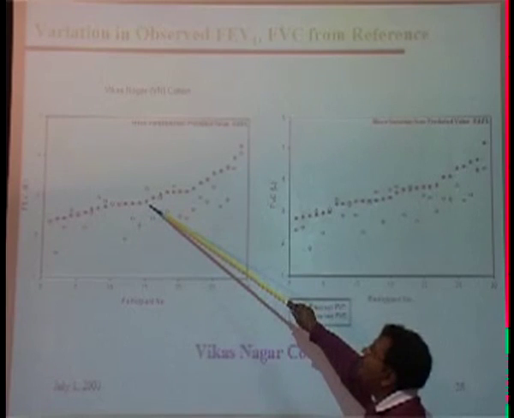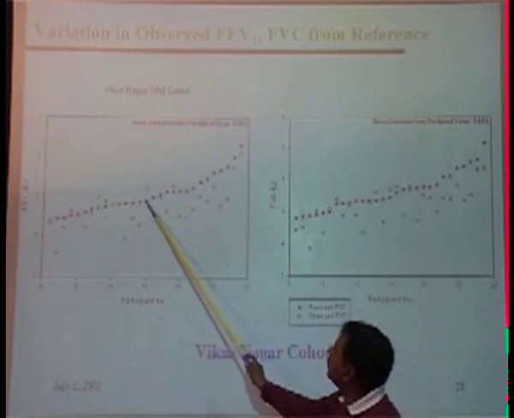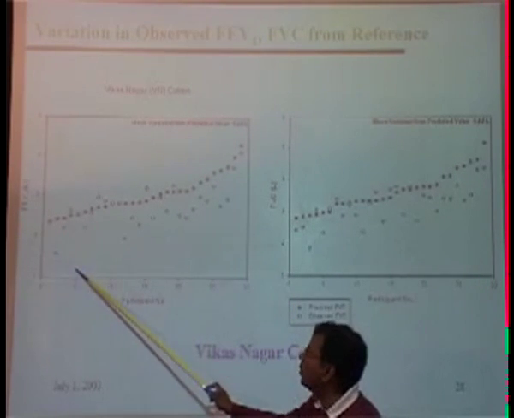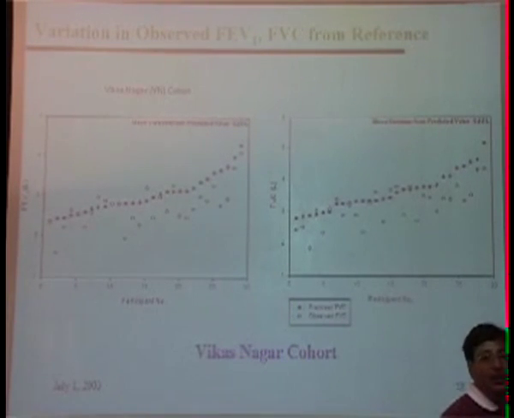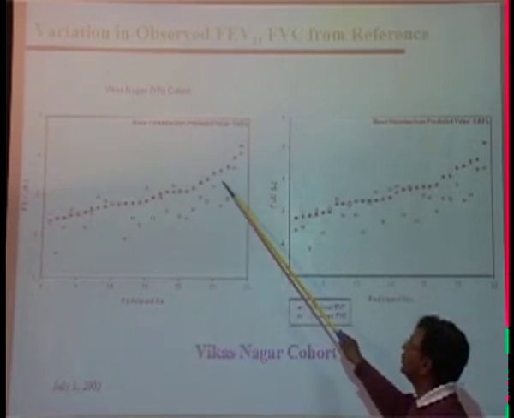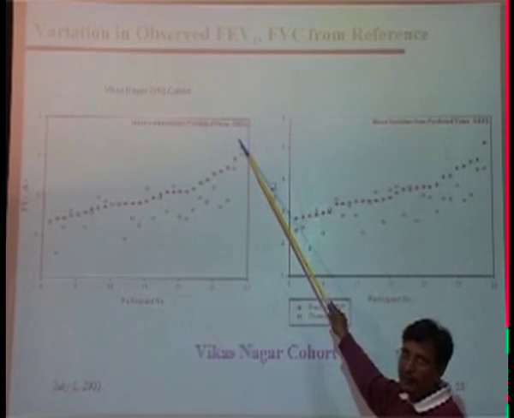Some people did perform better than what they should. But in general, because this area was polluted, the people performed much below what their actual performance in terms of FEV1 should be. The average deviation was about 0.3 liters, which is quite high.